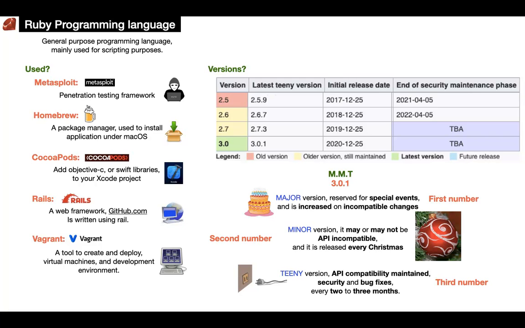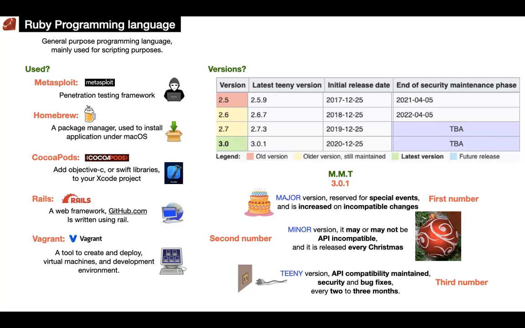When thinking about version numbers in Ruby, the first number is called the major one, and is incremented on special events and on breaking changes that could not be shipped in a minor release. The second number is called the minor one, and when a minor version is released, it may or may not have API incompatibilities with a previous Ruby version. A minor version is released every Christmas.